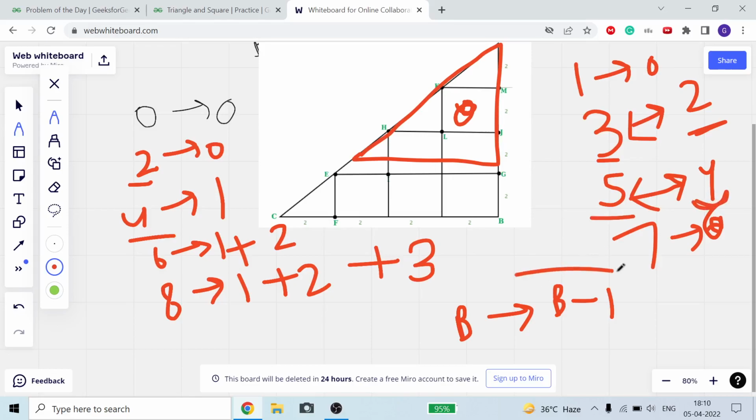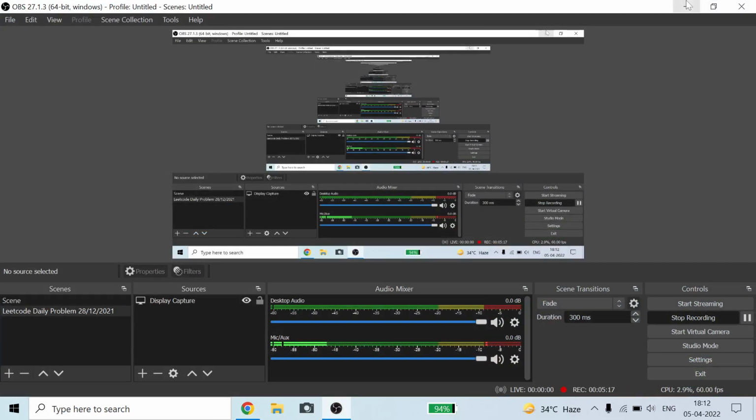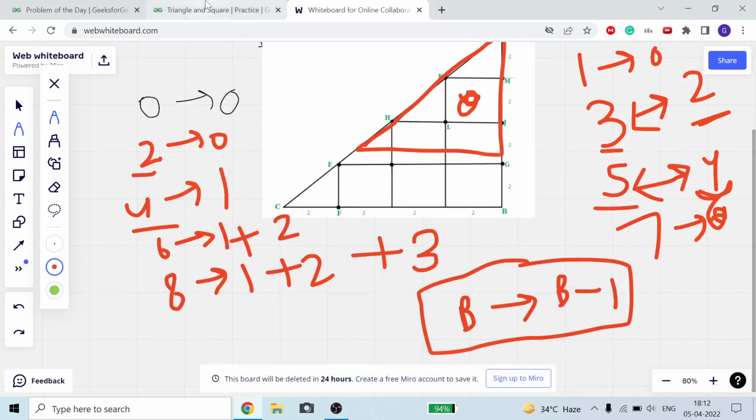Okay, so we need to calculate for b minus 1 in case of odd. This is the most important property of this problem. So now we need to find out for odd length only, and then we can calculate for even length. So how will we find out for even length?